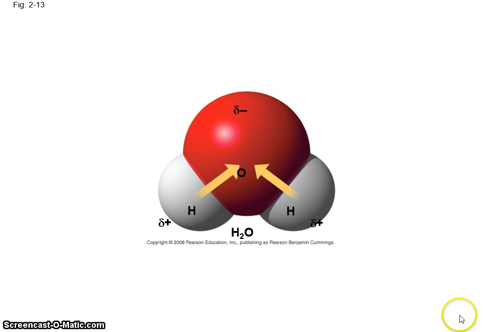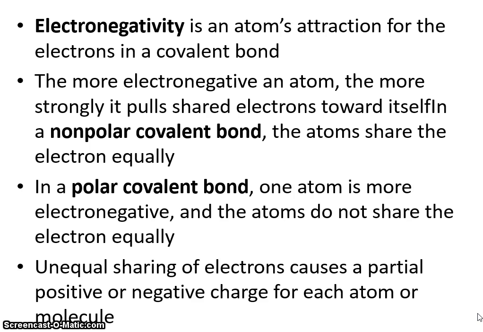This type of molecule, we call it polar because it has different areas of charge on it. Or we could say that the bond that's holding those atoms together is a polar covalent bond. We are going to spend a lot of time looking at water and other types of polar molecules because they are very, very important to happenings in biology.